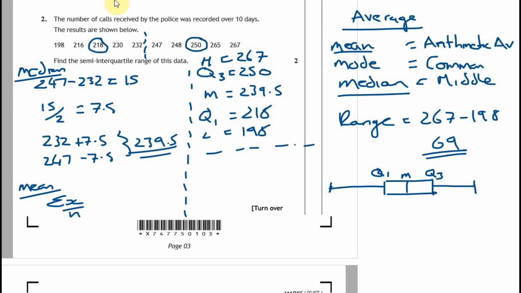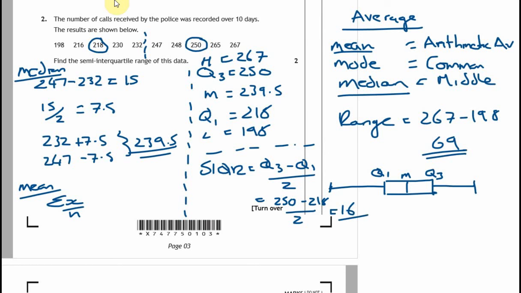Now the semi-interquartile range, you might just remember, is Q3 minus Q1 divided by 2. Simple as that. So that's going to give me 250 take away 218 divided by 2. So that's 32 divided by 2, which is 16.